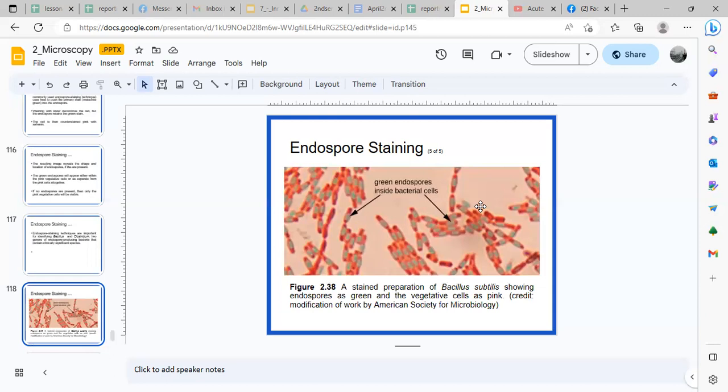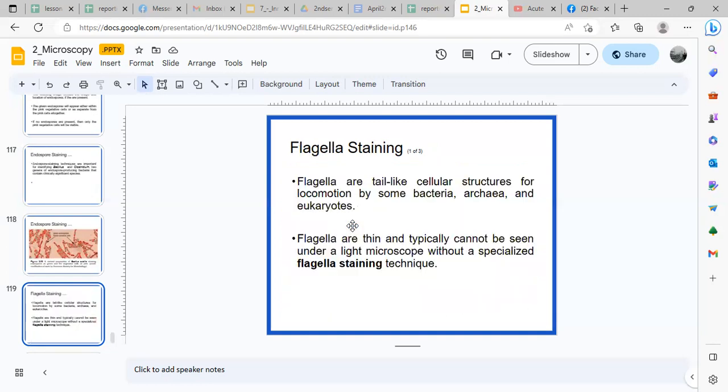So dito sa slide na to, you can see the green endospores within the vegetative bacterial cells. Okay. And then, of course, we also want to look at the flagella. So we already studied this. Bacteria have it, eukaryotes have it. They cannot be seen typically because they're very thin. So you need the staining technique that is specialized for flagella.